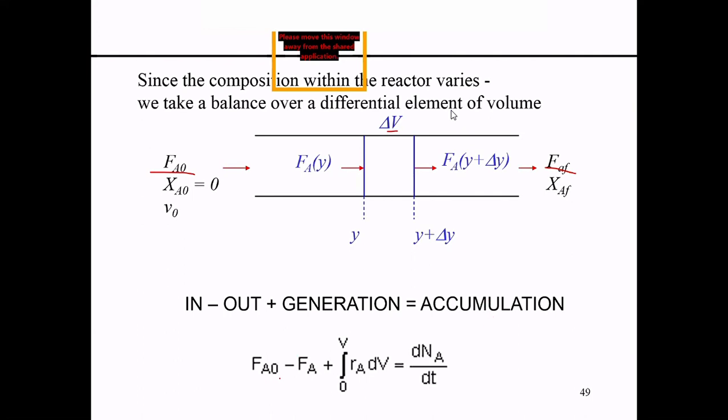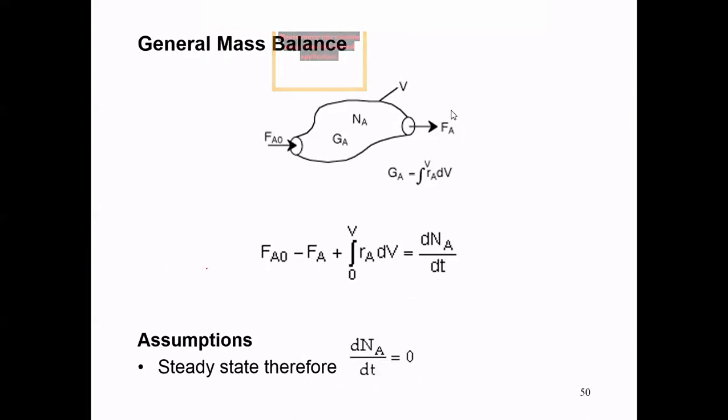So same mass balance assumption: in minus out plus generation is equal to accumulation. So here is the basic equation. Similar here: in, out, generation, and the accumulation. But because the assumption is steady state, this one is equal to 0.